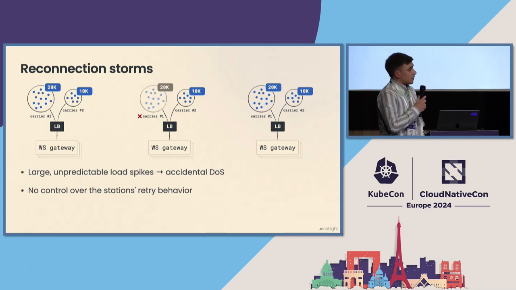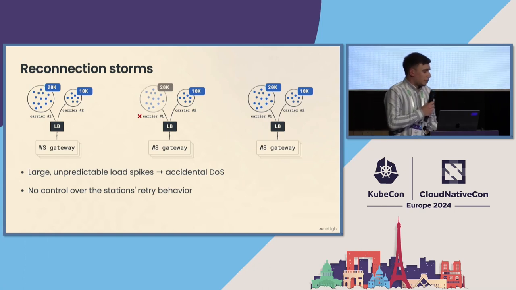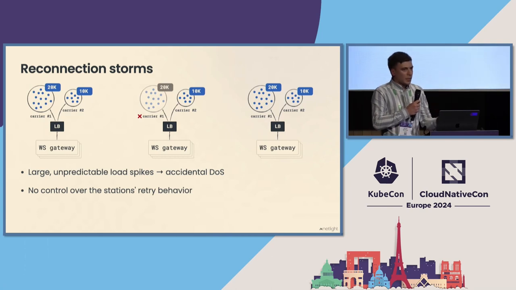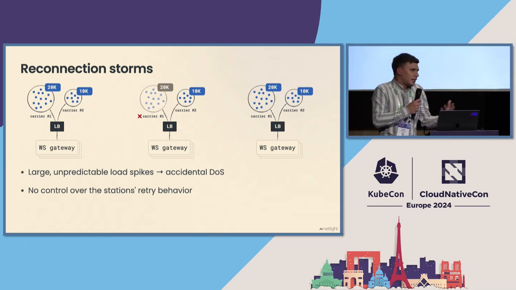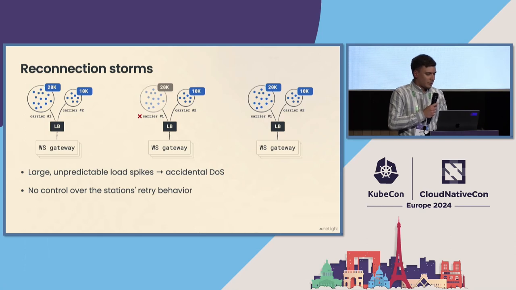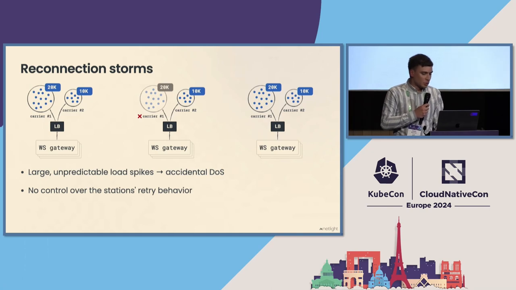Basically, what this causes is large, unpredictable load spikes. It's a little bit like an accidental denial of service attack. What would usually help here is retry with an exponential backoff. However, we don't really have control over this because it's the vendors that implement the station firmware. Ideally, they should implement that retry with exponential backoff, but in practice we rarely see them doing it. Usually the stations just reconnect immediately after they are disconnected, and this is problematic.